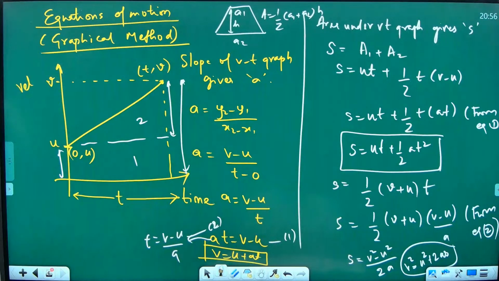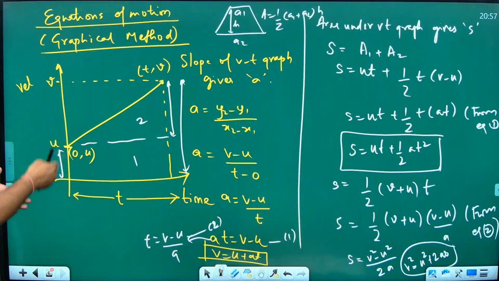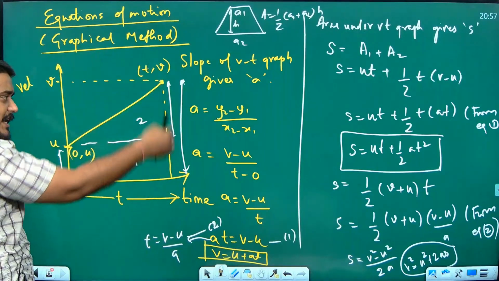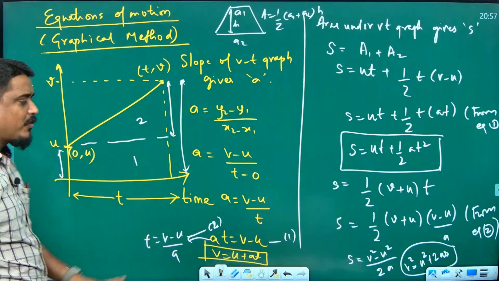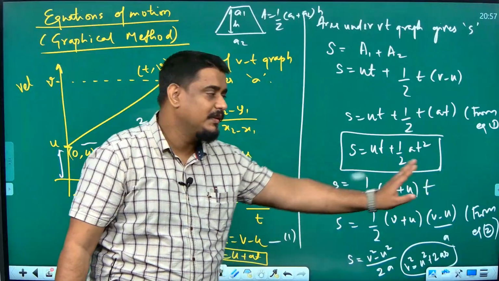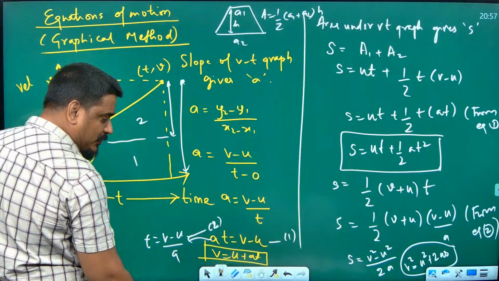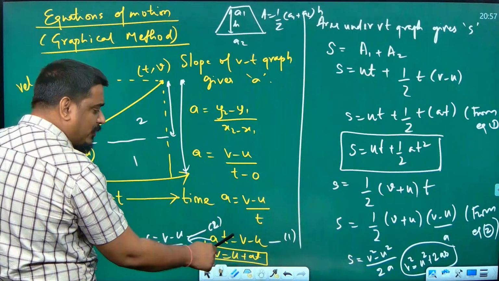Just explain again the third equation. What I did here, Kanishka, I have found the area of this whole trapezium. Area of trapezium gives you half into sum of the parallel sides into height. So here one side is U, one side is V and the height is T. So I wrote half into V plus U into T. Are you clear in this, Kanishka? Then I have got the equation AT is equal to V minus U. If I rearrange the terms, I will get T is equal to V minus U by A.